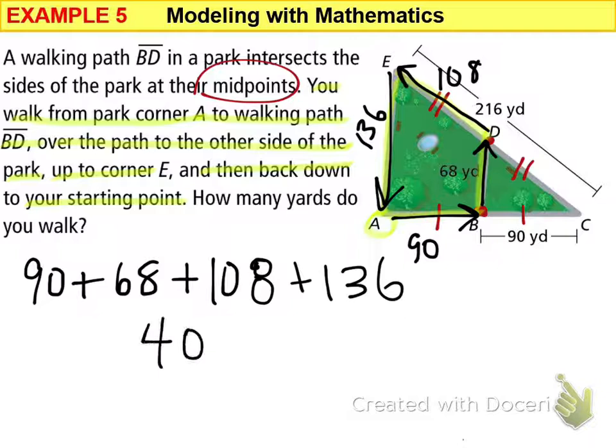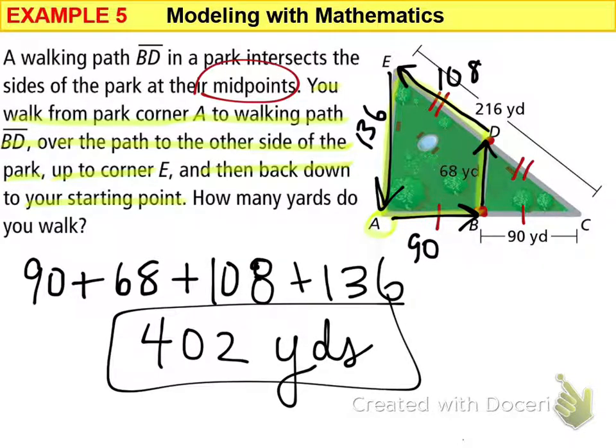402. And then we would say yards. Which really is 1,200 feet, right? It's not even a mile. Okay, you're going to take out your whiteboard marker and the whiteboard.